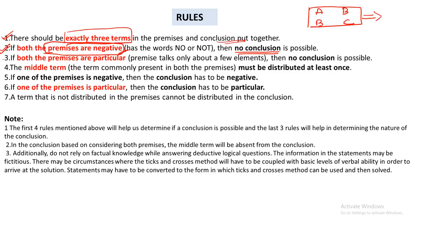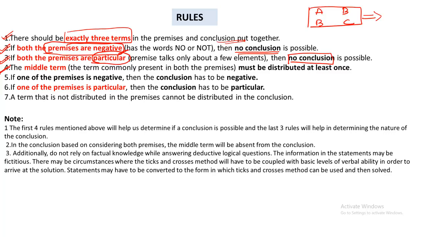possible. Remember this statement. The third rule is, if both the premises are particular, then we will have no conclusion. So we'll apply these rules and solve. So these are the rules anyway.